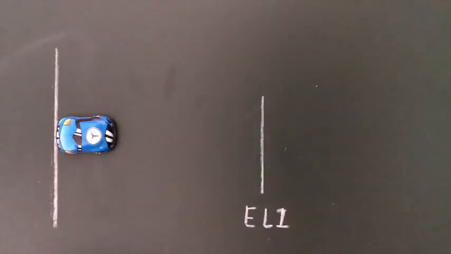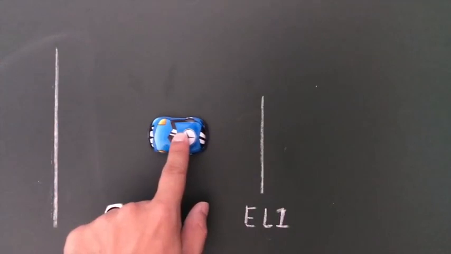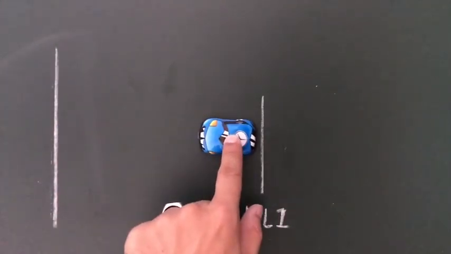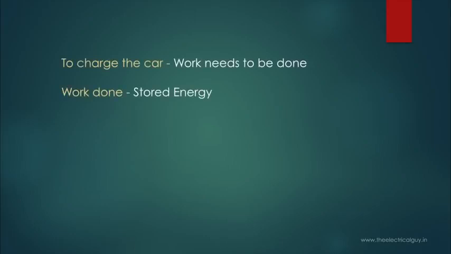Now listen carefully. To charge this car, I have to push it back, and to push it back, I need to apply some energy to it. Or I can say, I have to do some work to charge the car. Now, once I have done some work, that work must be stored in the car. Now, if I remove my finger from the car, the stored energy will be released and the car will move. So the moral of the story is we have to do some work to charge the car, and that work is stored in the car.